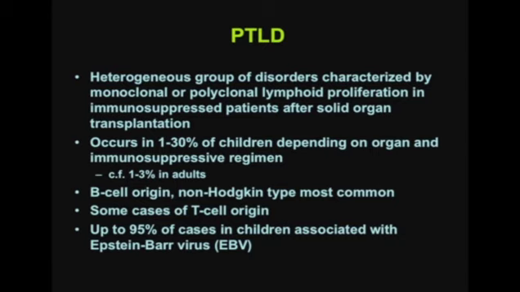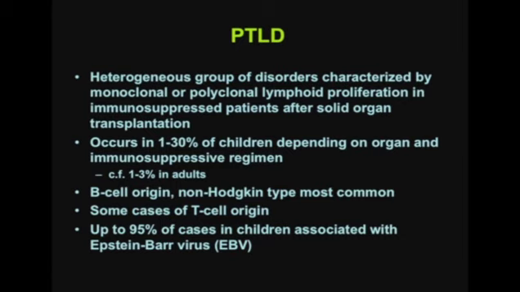PTLD. This is a heterogeneous group of disorders characterized by monoclonal or polyclonal lymphoid proliferation in immunosuppressed patients after solid organ transplantation. And it occurs in anywhere from 1 to 30% of children, depending on the organ and the immunosuppressive regimen that is used, compared to an overall much lower incidence in adults.